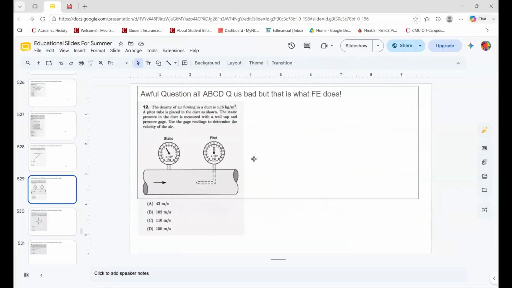Over here next, the density of the airflow in the duct is 1.15 kilograms per meter cubed. Okay, all right. And the pivot is placed as shown. The static pressure in the duct is measured by a wall tap, and the gauge is determined by the velocity. Okay, I don't have enough information to do anything. Let me look at the original question. It probably got cut off somewhere. What? That is the original question. Really? That's enough to get something? What do you mean? There's nothing in the information bank. I can't get anything with that. The static pressure in the duct is measured by the wall tap.